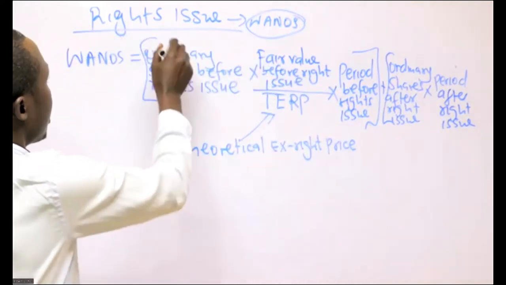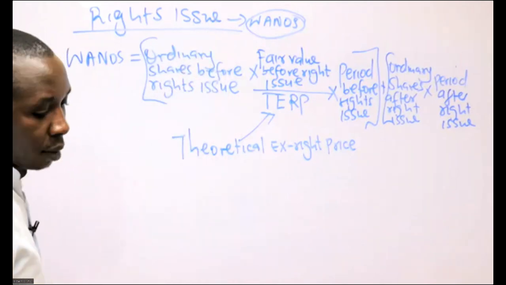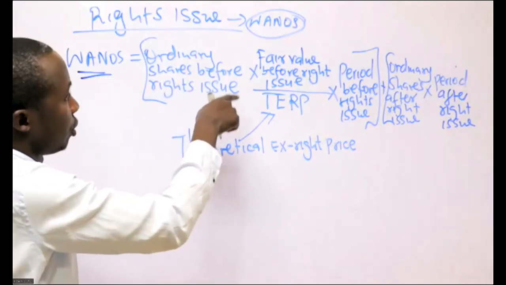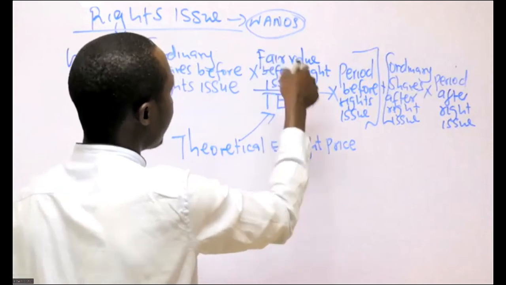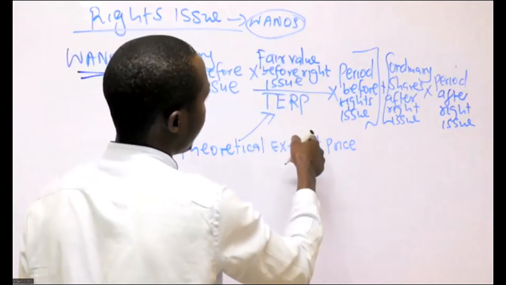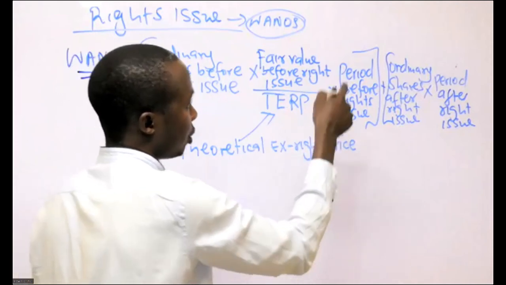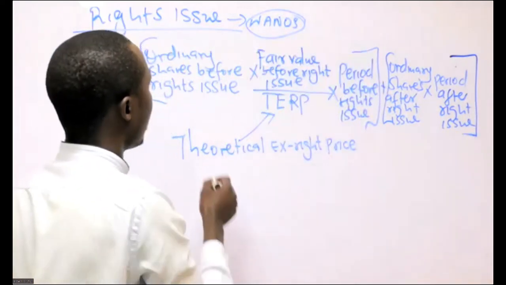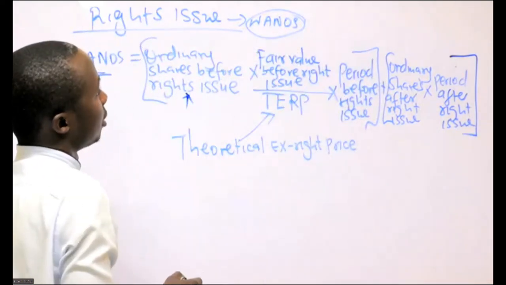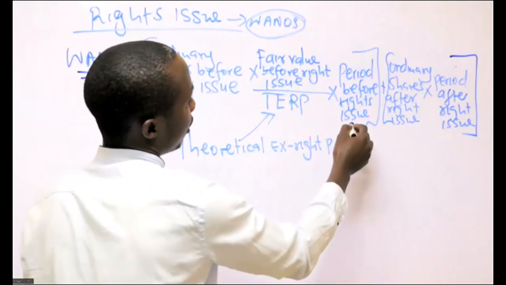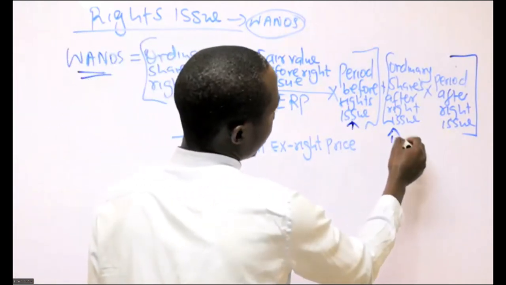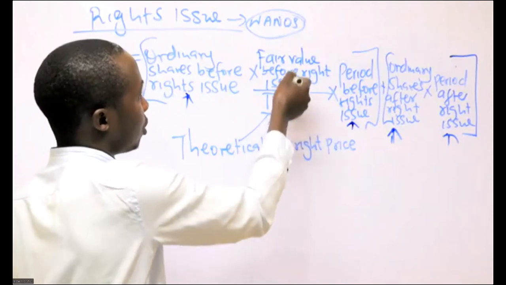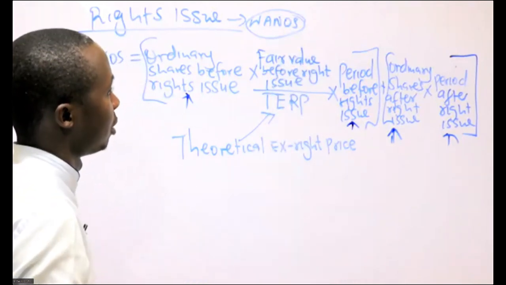So we have said that when there's an aspect of rights issue, you say ordinary shares before rights issue, times the fair value before rights issue, you divide by the theoretical ex-rights price, multiply by the period before rights issue, add ordinary shares after rights issue, times the period after the rights issue. So it's all about ordinary shares before rights issue, period before rights issue, ordinary shares after, period after rights issue. It's only that under the before, we have to introduce the fair value before rights issue.